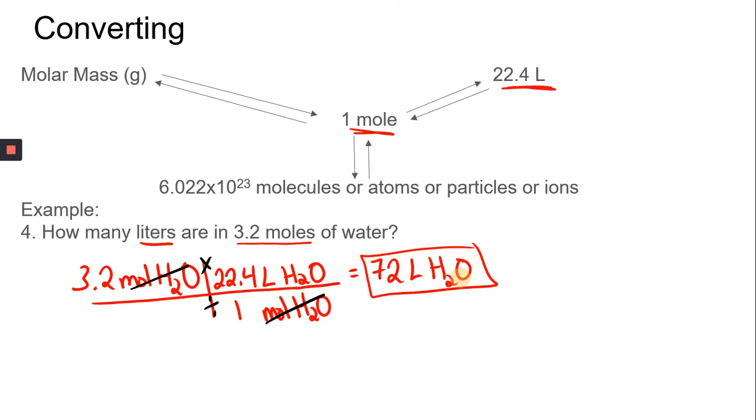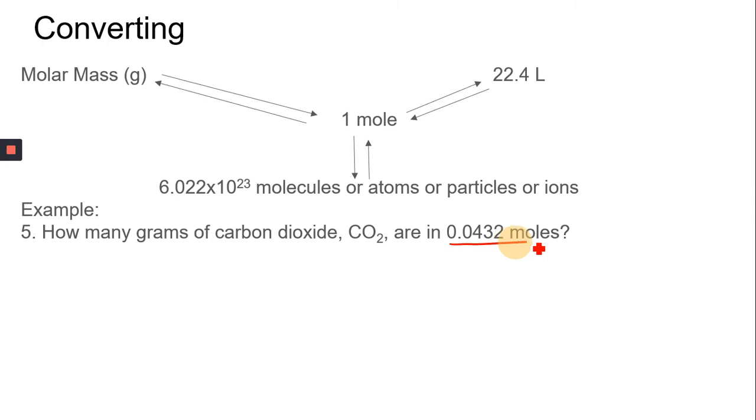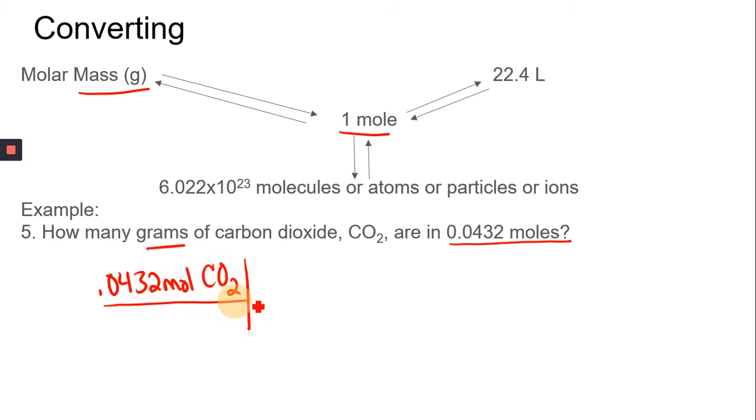Let's look at one more. Here we're starting at moles and we're trying to get to grams. So in our map, we're starting in the middle and we're trying to end up here on the left. So 0.0432 moles, number, unit, substance, carbon dioxide. We pull the unit and the substance to the bottom. Since mole is in the center, we can go anywhere we need to go to from it, and we want to go to grams. So we change the unit to grams and the substance stays the same.